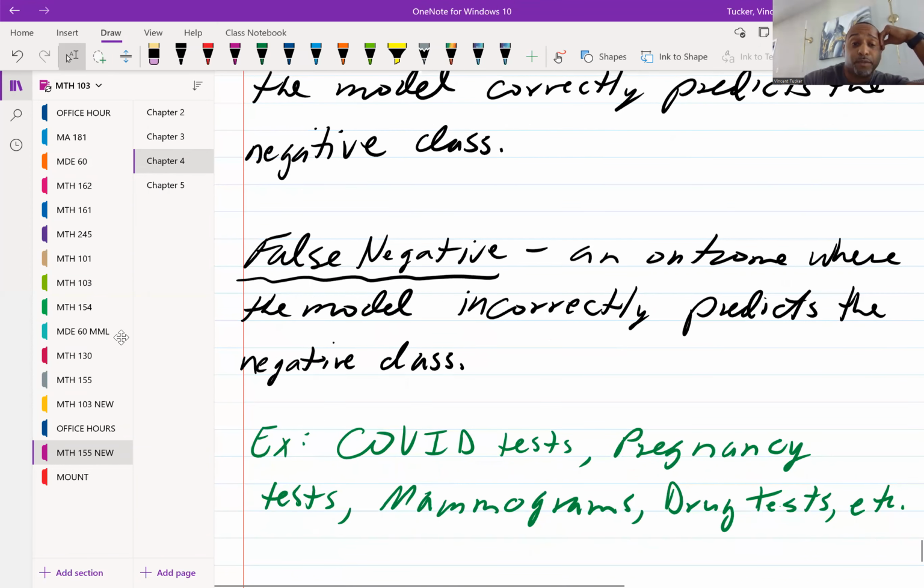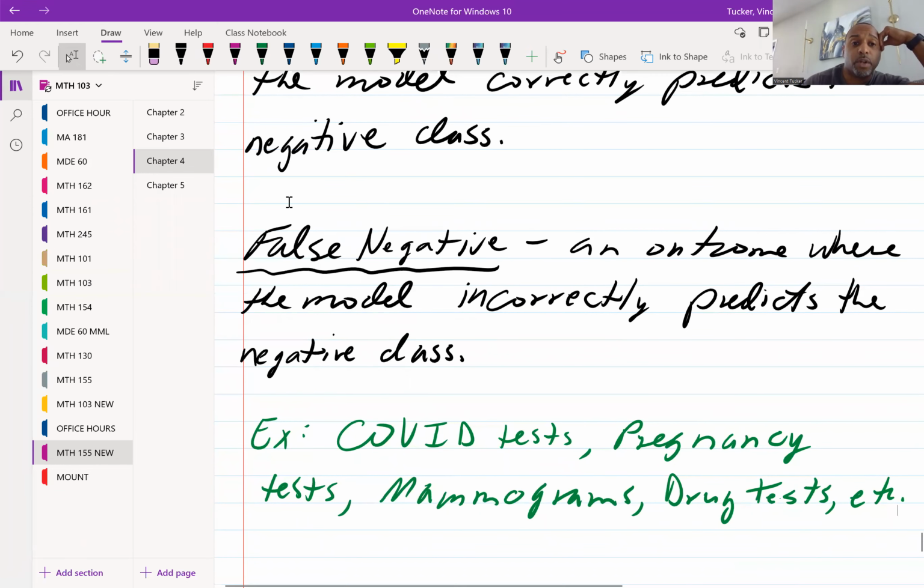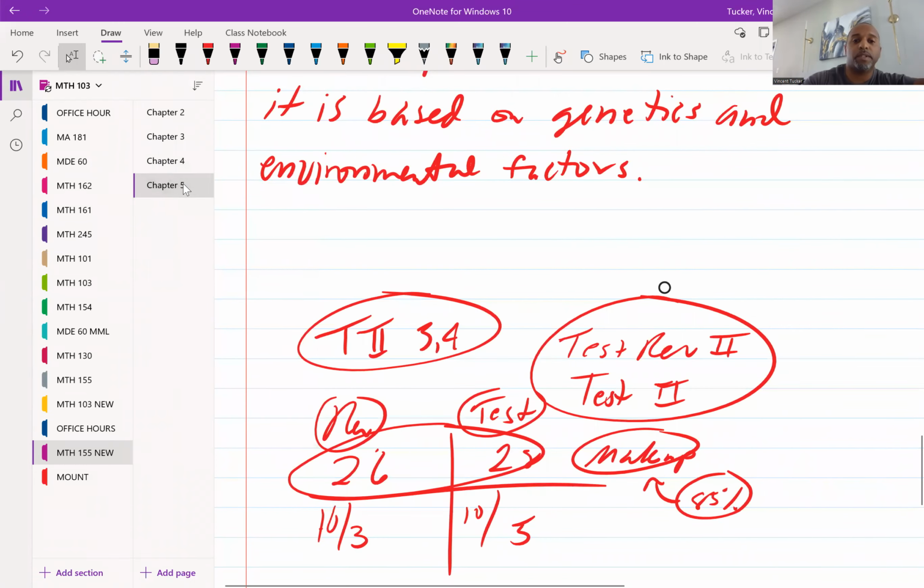All right. So that's it for 4-4. That's the only thing they emphasize in 4-4, which are those four different outcomes. Everybody has it before I go to 5-1? All right.